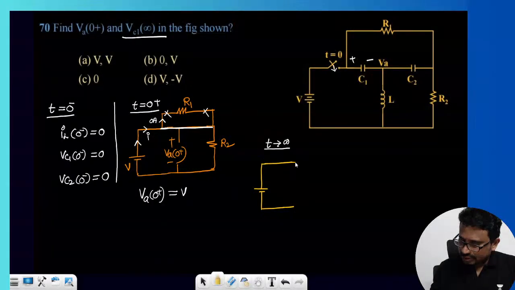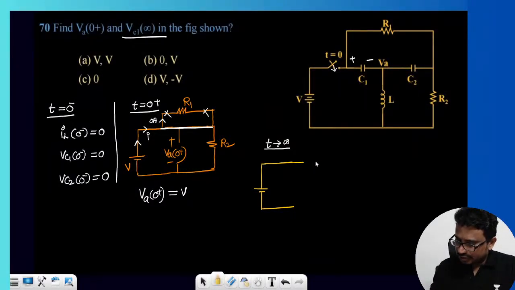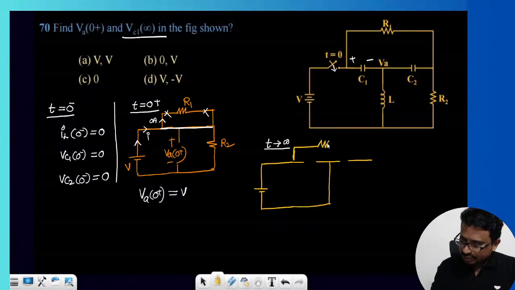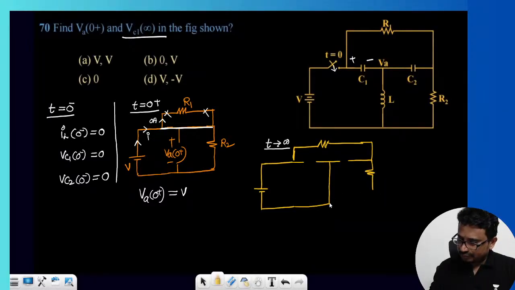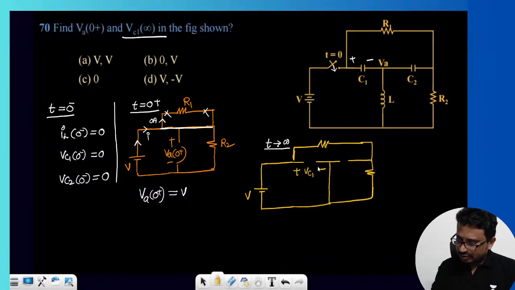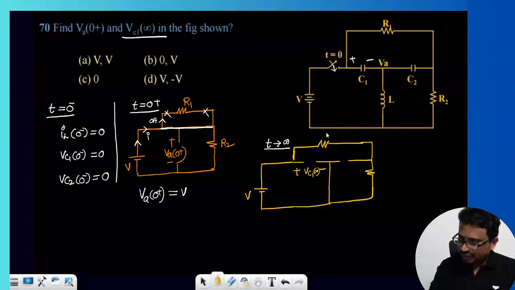And switches are open. Switch is closed now here. C1, C2 are open circuited, and inductor is shorted like this. Now this is V. We need this voltage now. This voltage is what we can say VC1 of infinity, and this is R1 and this is R2.